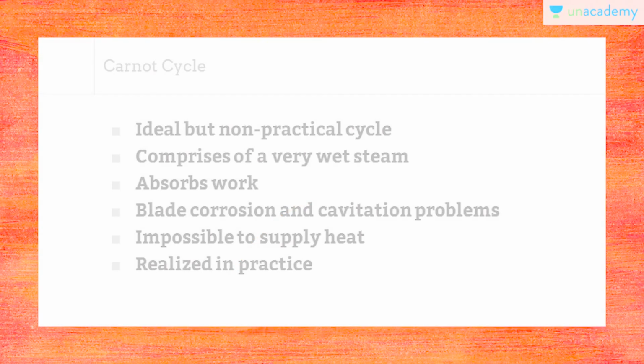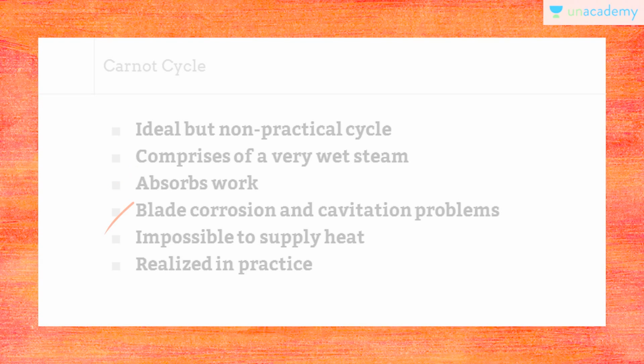So let's move on to Carnot cycle. The Carnot cycle is an ideal but non-practical cycle which gives the maximal possible thermal efficiency for a cycle. For a Carnot cycle, that is from 1, 2, 3, 4, I will show in the TS diagram. It compresses a very wet steam at state 3, which would require a compressor of size and cost comparable with the turbine. It would absorb work comparable to that developed by the turbine and its life would be short because of the blade corrosion and cavitation problems.